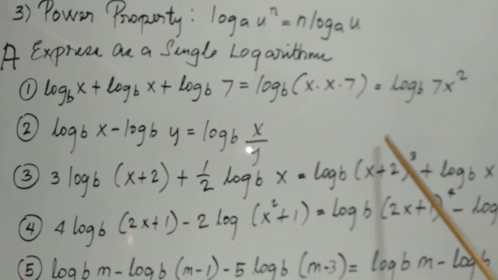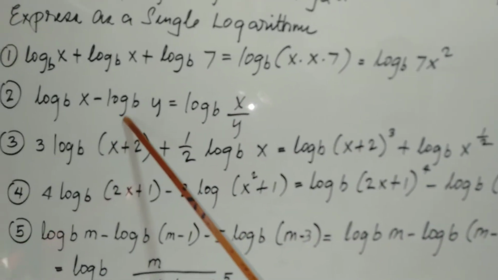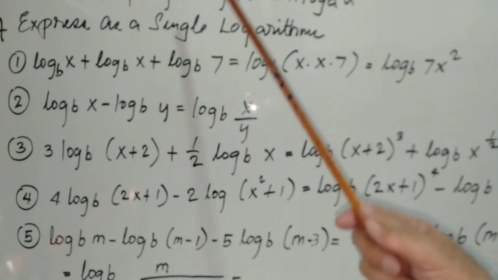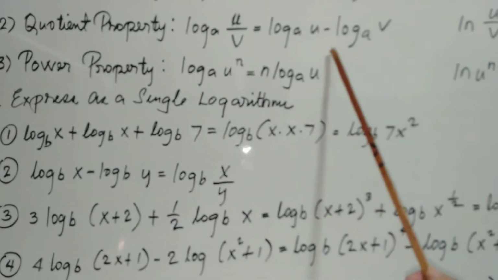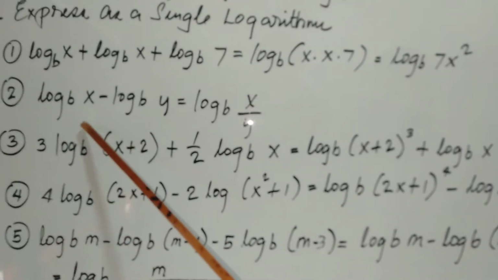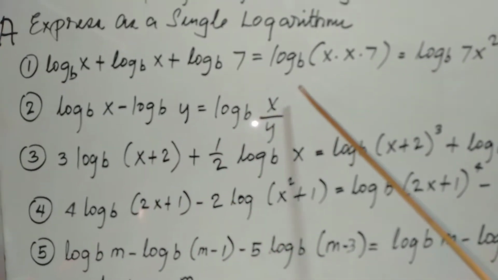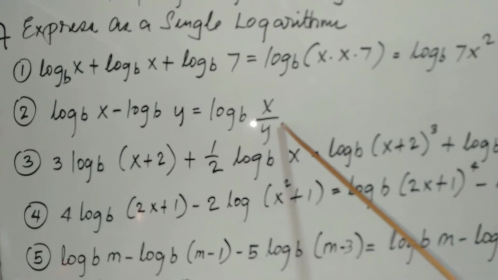For number 2, we have the logarithm of a quotient, which is equal to the difference of logarithms. So the difference is equal to logarithm of x over y base b.